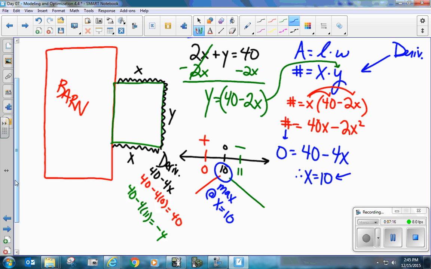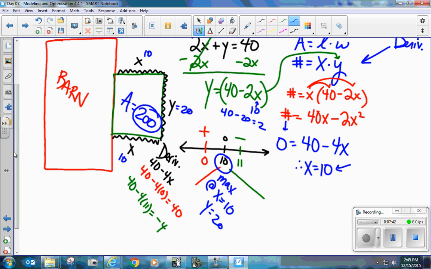And what's my y? Well, I just throw a 10 in for x in one of my original equations. 40 minus 2 times 10 is 20. My y is 20. Which means this side would be 20, this side would be 10, this side would be 10. That adds to 40, and that area would be 200. That is our max area. Square units, or is it feet? Square feet. Which means it should be 10 feet, and it should be 20 feet. Good to go.